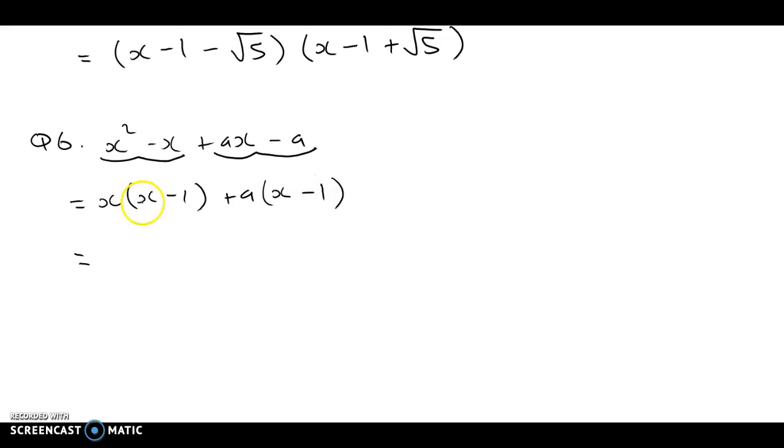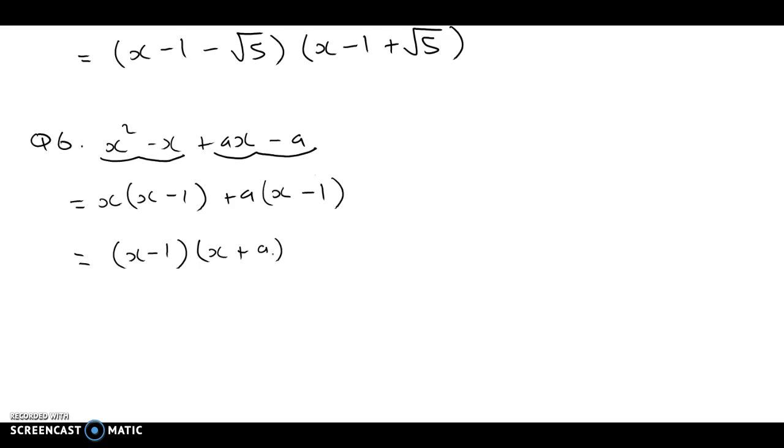Now what you'll notice is that both terms have a common factor of x minus 1 now. x minus 1 and x minus 1. So we can now take out that common factor and then in the next bracket we'll have x, that first x out the front, and then this a out the front of the second part of the expression.